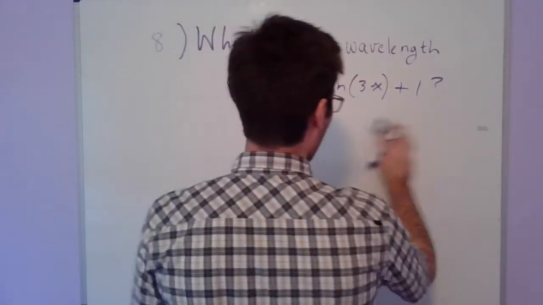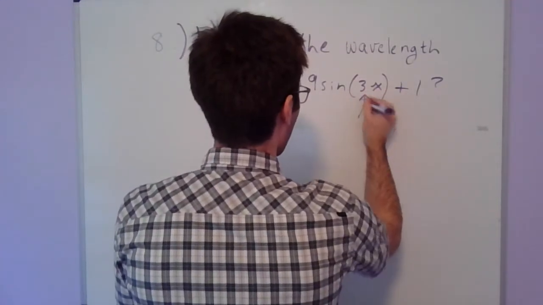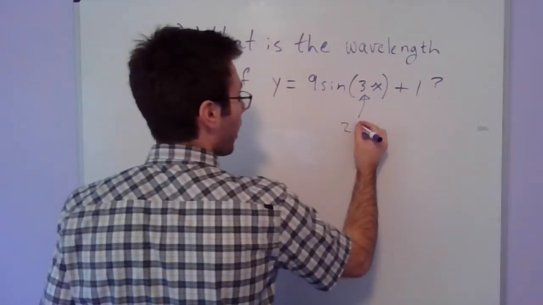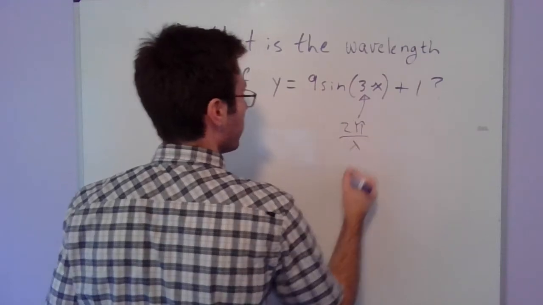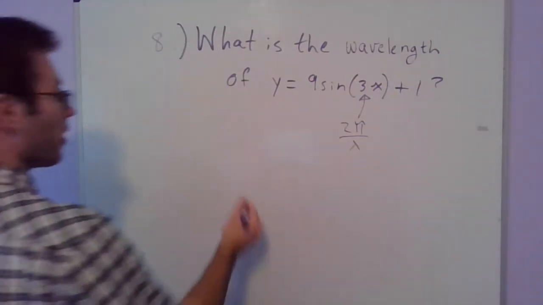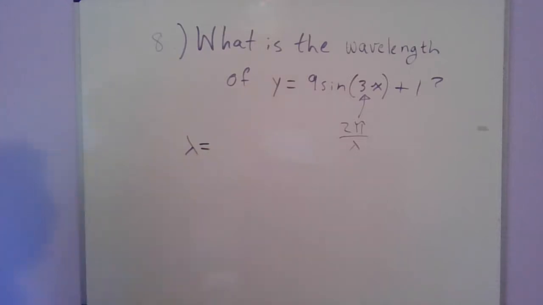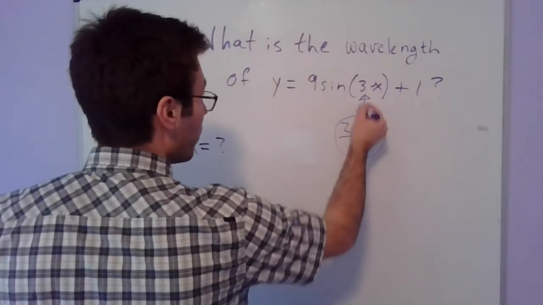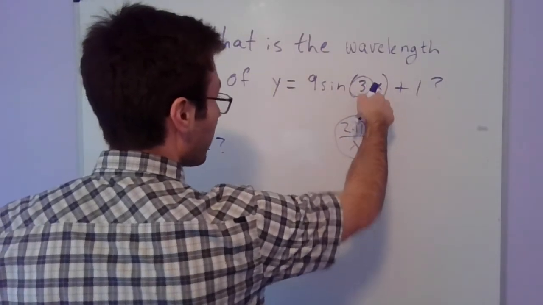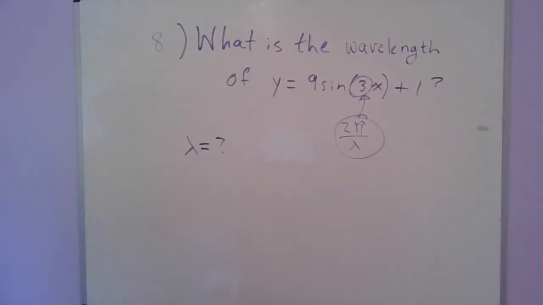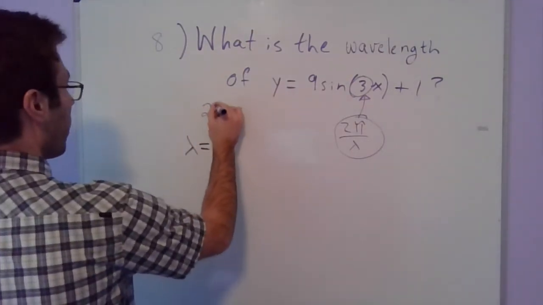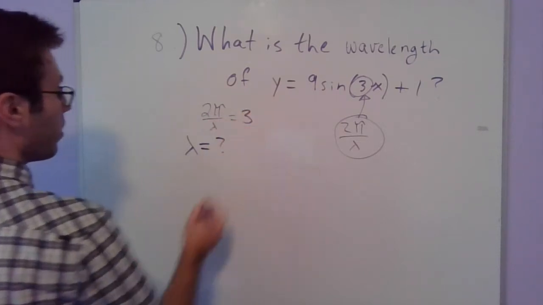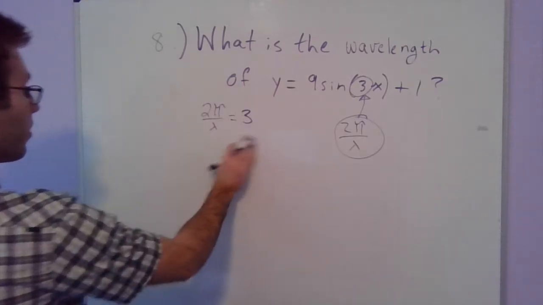So it's just the 2 pi, this value connected right to the x is always going to be your 2 pi over lambda term. And again, wavelength is just lambda. So we're going to try and figure out what that is. You're given that this 3, whatever the number is connected to the x, you're going to set that equal to 2 pi over lambda. So you get 2 pi over lambda is equal to 3. Trying to figure out what lambda is.